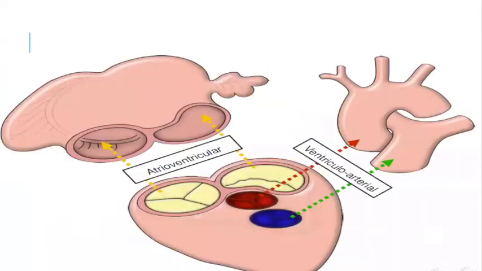junctions. So, in the beginning of sequential segmental analysis, the heart should be divided into three segments: atrial segments, ventricular segments, and arterial segments, and two connections connecting these segments to each other. We have the AV junction, the atrioventricular connection, and the ventriculoarterial junction.